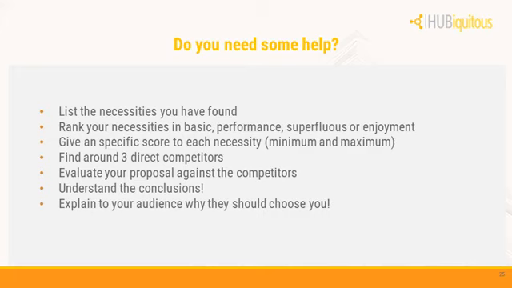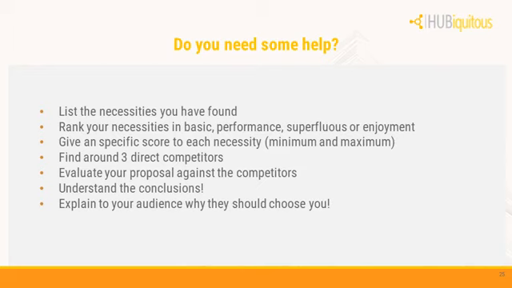Also, the performance necessities, which are going to have a rank, a minimum and a maximum score. And the superfluous or enjoyment necessities, which are things that do not necessarily need to be met, but they add value to your solution. So you have to give a specific score to each necessity, a minimum and a maximum. And once you have defined all the necessities, you have to find 3 direct competitors with similar solutions to your solution. And with these 3 competitors and your solution, you are going to evaluate your proposal against the competitors' proposals based on the different needs that you have defined.